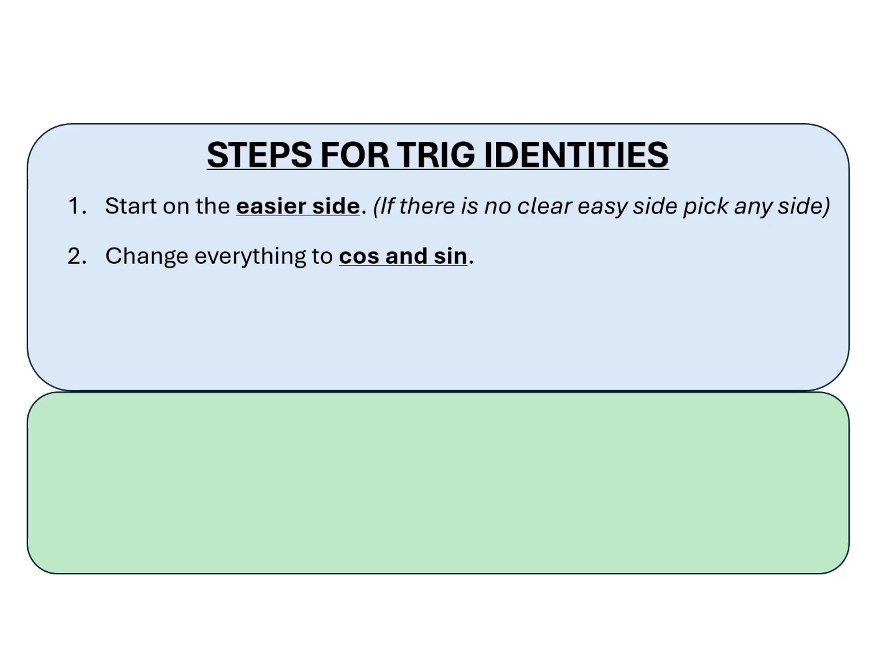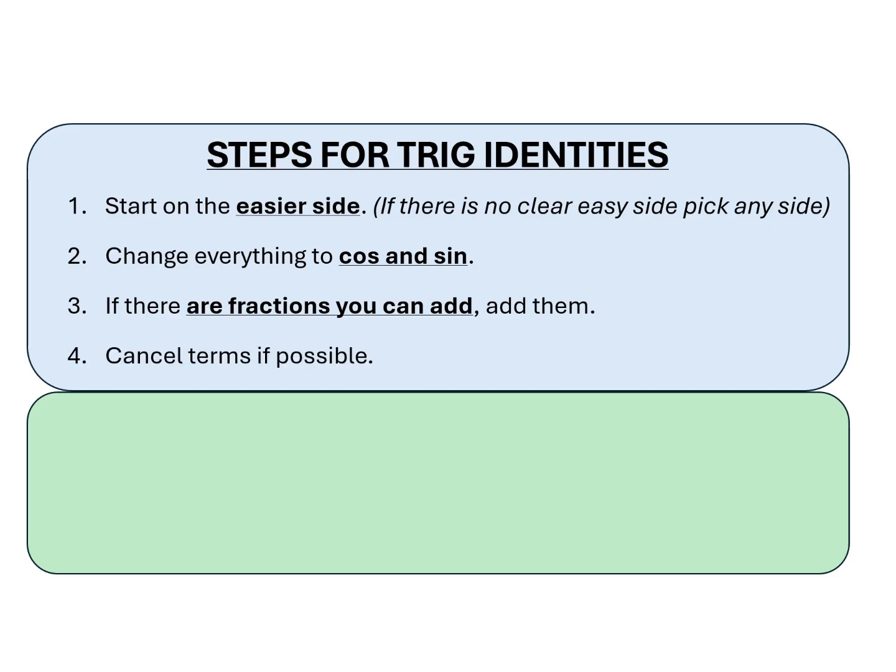Step 2 is we're going to want to change everything to cosine sine. Step 3 is that if there are fractions that we can add, then we're going to add them. And step 4 is going to be cancel any terms if possible.